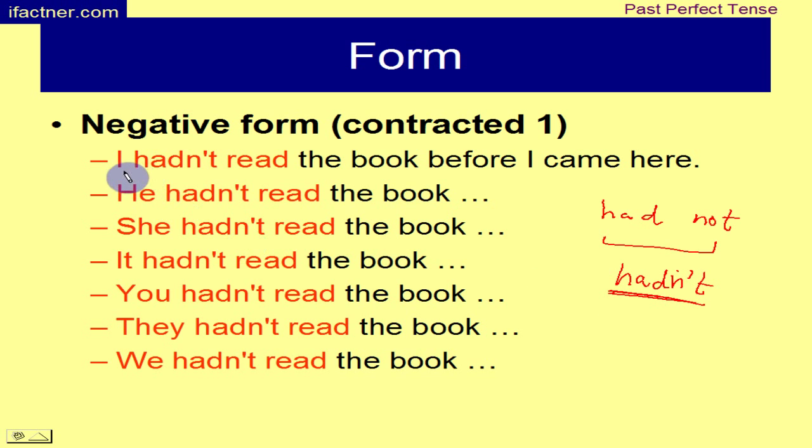So with different pronouns we use: I hadn't read the book before I came here. He hadn't read the book. She hadn't read the book. It hadn't read the book. You hadn't read the book. They hadn't read the book. We hadn't read the book. Mostly, we use the contracted form in spoken English.